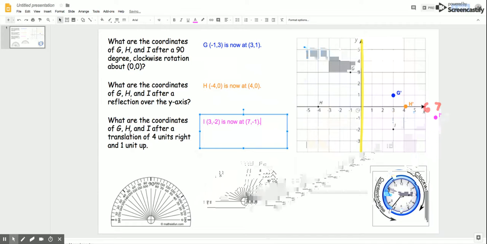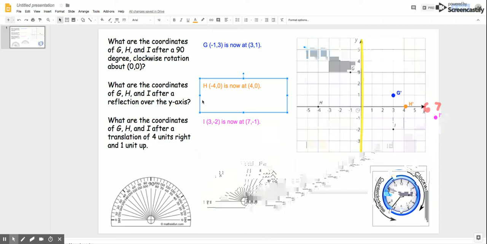So as you can see, when a point is being translated, we can really just add or subtract, just looking at our ordered pair. So 4 units to the right, that's our x-axis. Going right or left is our x-axis. And right is positive, so we can add 4 to 3 on our x-axis, we get 7. And we're going to go 1 unit up. Up and down is our y-axis, and up is positive, so -2 plus 1 equals -1. So this is how we also get (7, -1) as our new location.